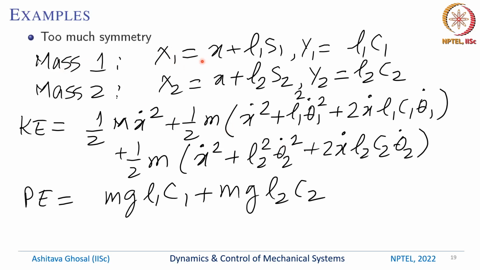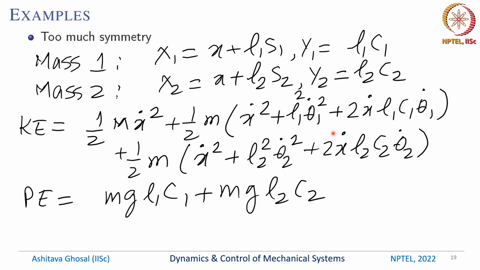Before we do that, we find the position of the first pendulum bob, which is x1 equal to x plus L1 S1. The y coordinate is L1 C1. For mass 2, x2 is x plus L2 S2, and the y coordinate is L2 C2. I can find the kinetic energy of the cart and the kinetic energy of the masses, which is half m x dot square plus half m into x1 dot square and y1 dot square. Similarly for mass 2, I can find half m into x dot square plus L2 square theta 2 dot square plus 2 x dot L2 C2 theta 2 dot.